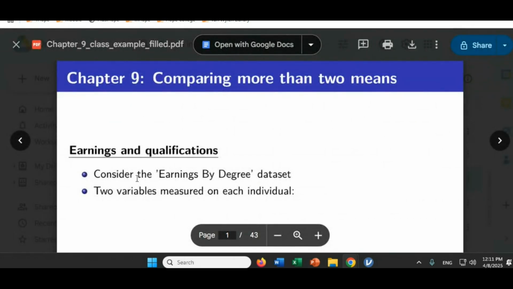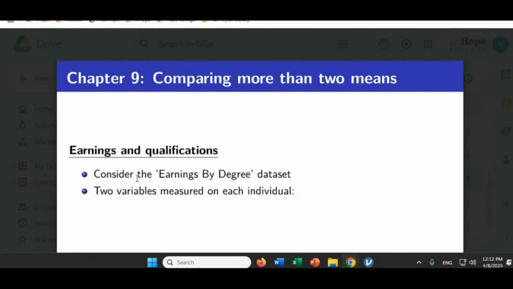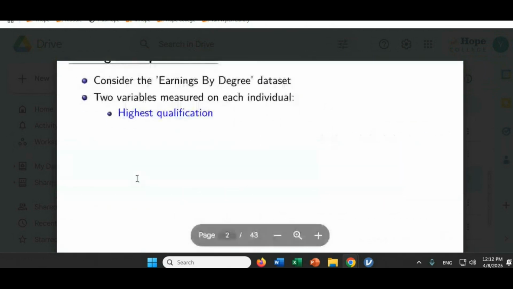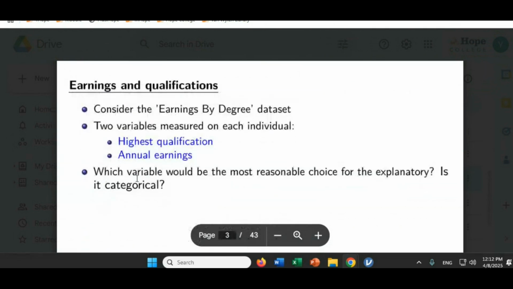Consider the earnings by degree data set. Two variables are measured: of course, highest qualification is the first one, and annual earnings. So we measure the highest qualification of the person and the annual earnings.